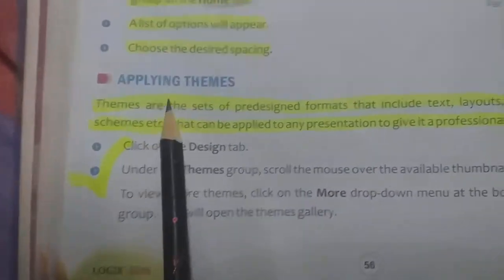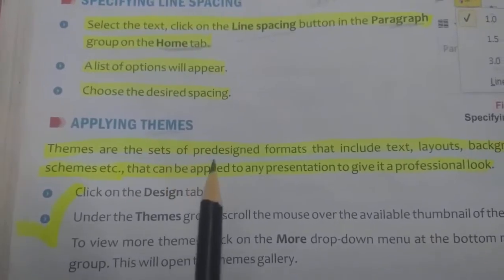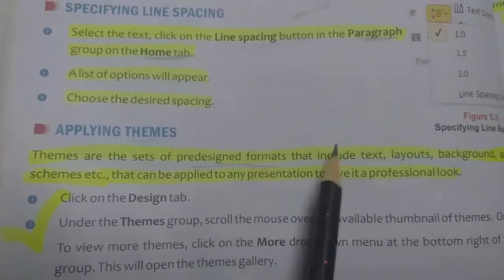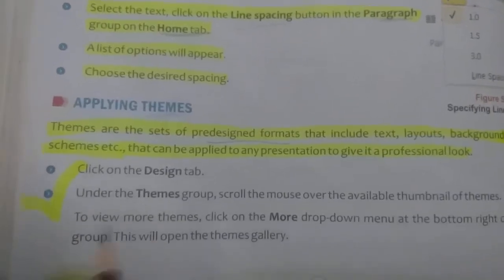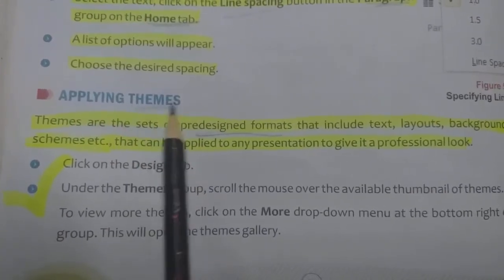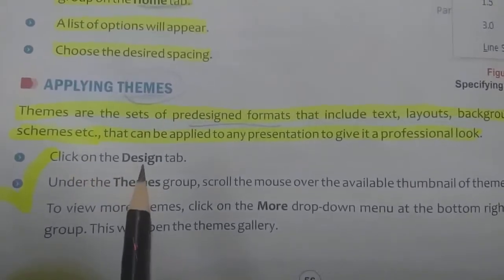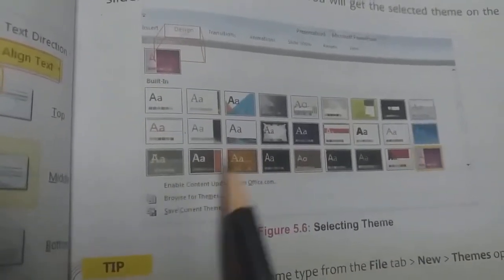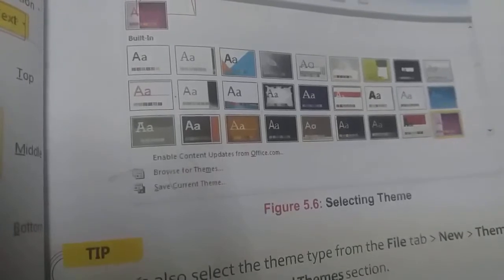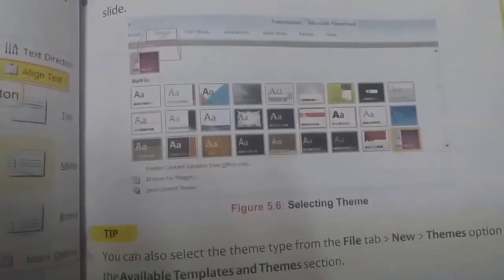So next is applying themes. Yes, themes क्या होते हैं, जो already pre-designed formats होते हैं, that we can also use. So how to use these applying themes? How we can include these themes? Firstly we have to click on the design tab. Yes, here you can see this is your design tab, and whenever you will click on the design tab there will be 20 plus designs available. Yes, and according to our requirement we can choose any design. Yes, you can see colorful designs are available. Yes, and according to our requirement we can choose any one from these.